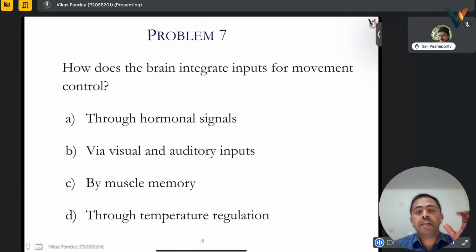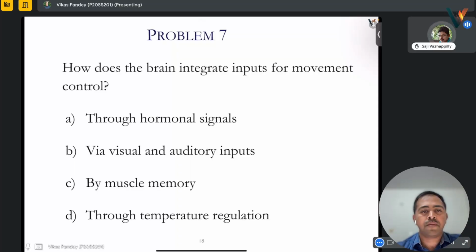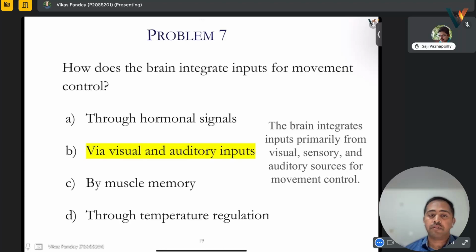How does the brain integrate input for movement control? I think it is B, via visual and auditory inputs. This is input for movement control, taking the understanding of what has happened and then processing it, that is via visual and auditory input, or we can say through our senses.